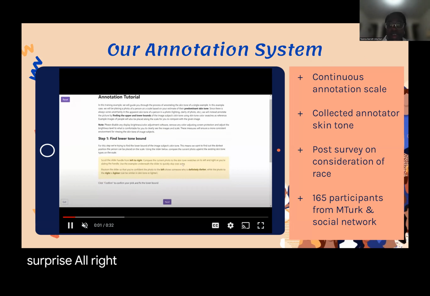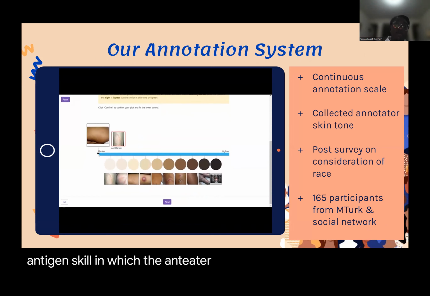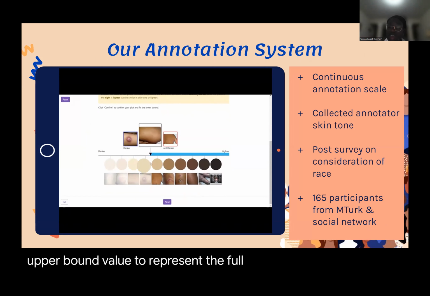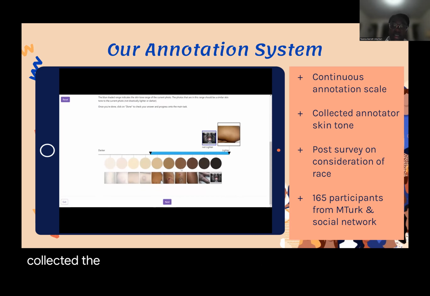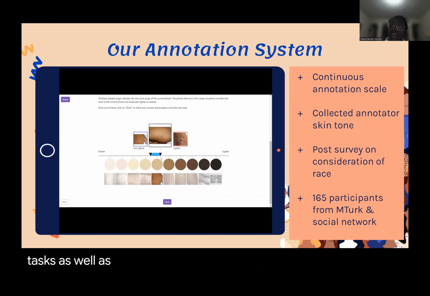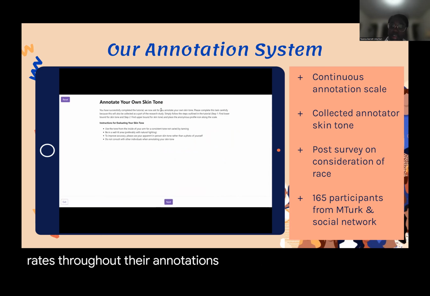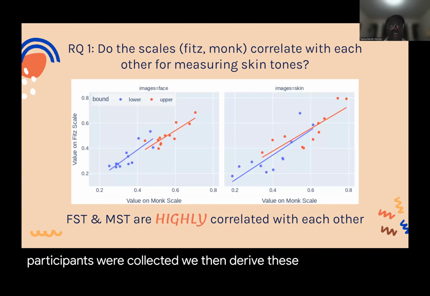The annotation system that we built was a continuous annotation scale in which the annotator placed a lower bound value and an upper bound value to represent the full skin tone annotation of a single image, as the one pictured in the middle. Then we also collected the annotator's skin tone before they completed the main task, as well as information about how they considered race throughout their annotation process. Once our pool of 165 participants was collected, we then derived these findings.